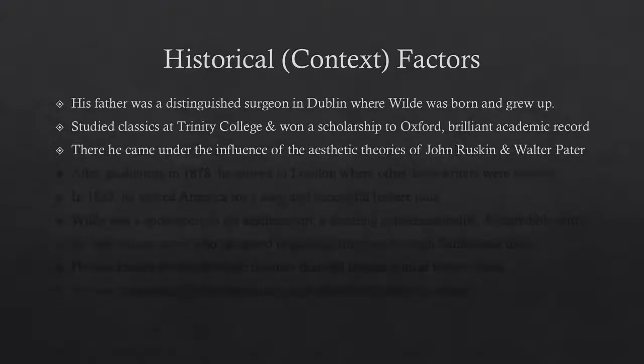While at Oxford, he studied the aesthetic theories of John Ruskin and Walter Pater. And so Ruskin, we didn't read Ruskin, but he was a pretty prominent prose writer during the Victorian period who had put forth theories about art. And then Walter Pater, who we didn't read either, was also the biggest proponent of the aesthetic movement. Wilde's the most famous writer from the aesthetic movement, but Walter Pater's really the founder of it and biggest proponent of it.